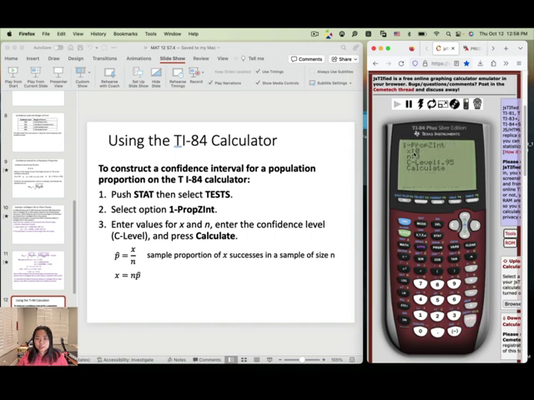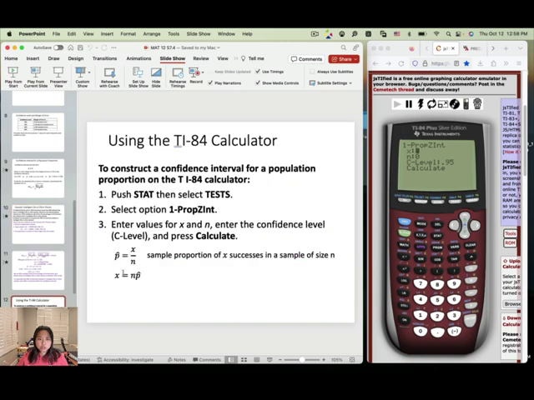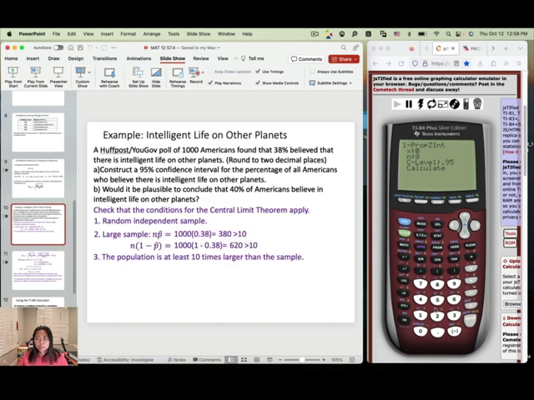X is the number of successes. So for my previous example here, we want to calculate the X. You're going to use the sample size times the sample proportion, the p-hat. So we have 1000 here, times the sample proportion, which will be 0.38. Enter.